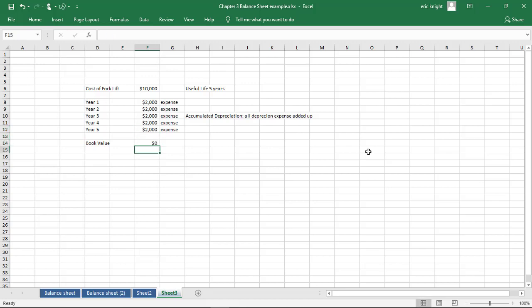Now, is the market value of the forklift zero? Could you sell it for more than zero? Maybe, probably, actually. But what we're trying to get at when we look at depreciation and book value is not market value. What we're trying to do is match the period in which we used up the forklift with the period in which we take the expense. So we're just trying to match up as we use that asset up.